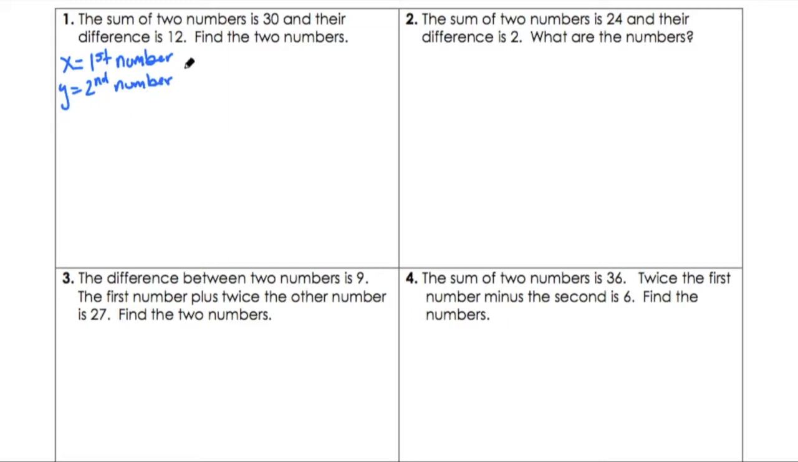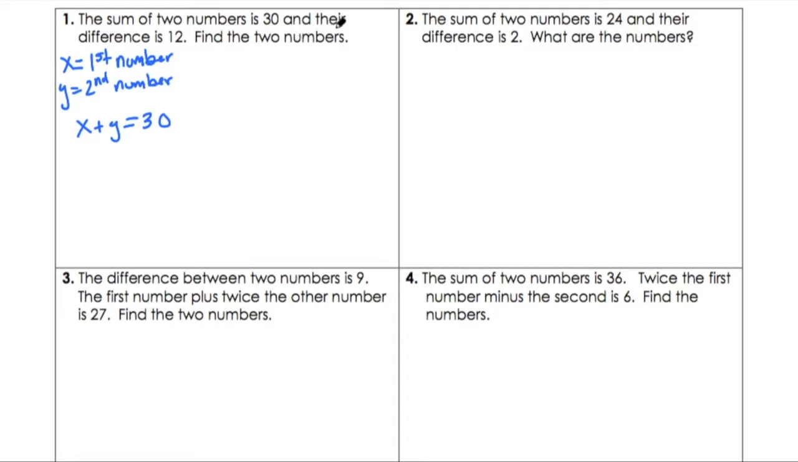Okay, so let's take this first sentence. The sum of two numbers is 30. If our numbers are x and y, and their sum is 30, that leads us to the equation x plus y equals 30. And that's one of our equations. Our goal is always to write two equations to create a system to solve these problems.